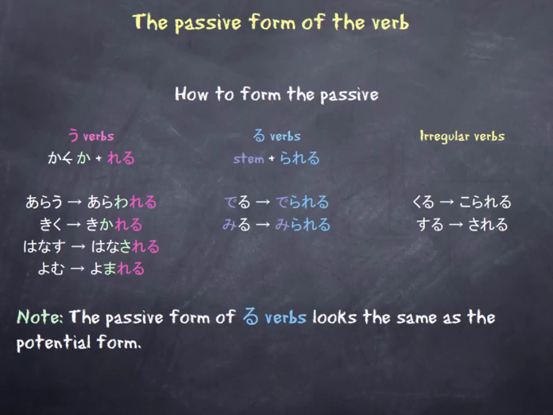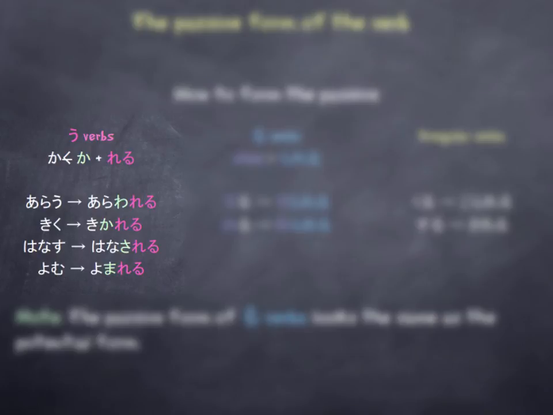So in Japanese, how do we make the passive form of the verb? As you're aware, there are three different types of verbs in Japanese. We have u verbs, ru verbs, and irregular verbs. So with u verbs, we're simply going to change the last syllable from an u sound to an a sound and then attach reru. For example, the verb kaku, which finishes with the ku sound, will now become kaka, which is an a sound. And then we attach reru.